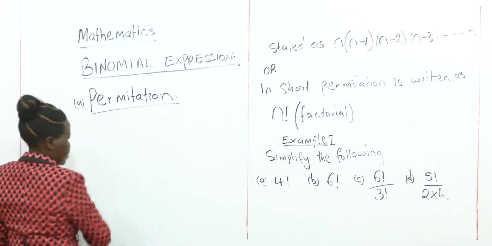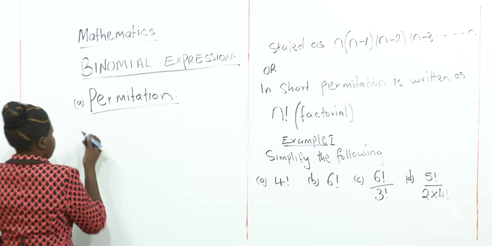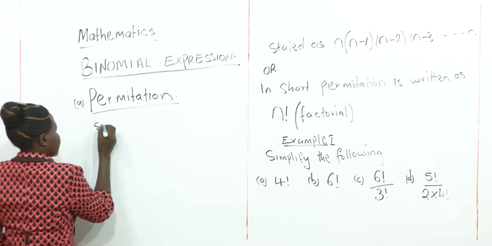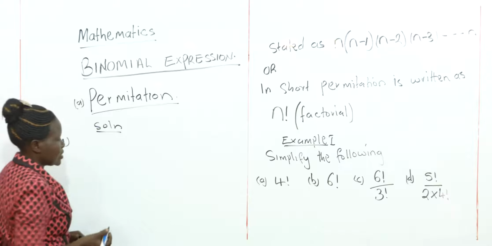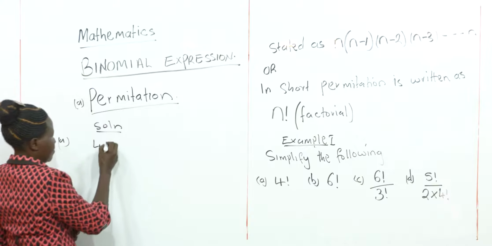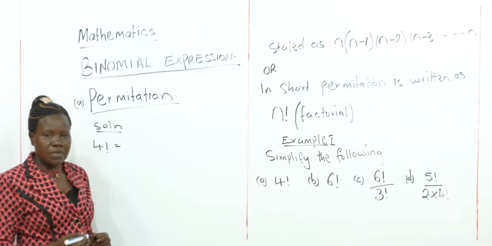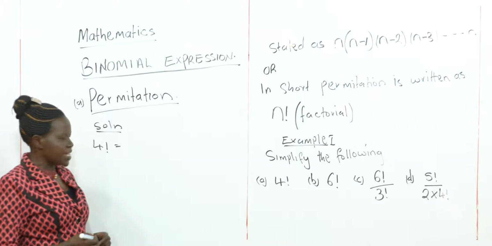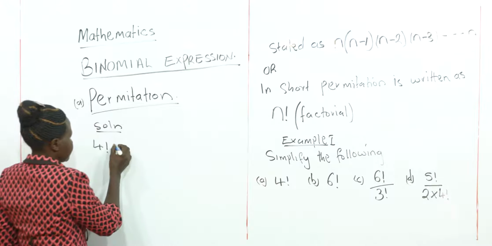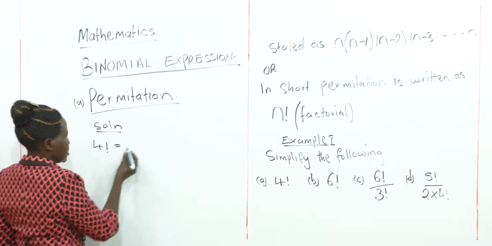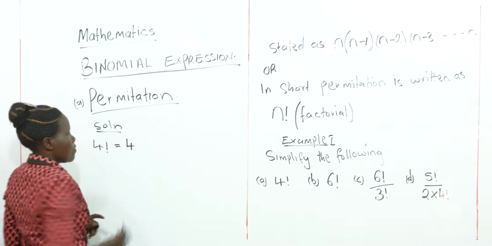4 factorial. So for us to simplify 4 factorial, we simply say solution, and then you say part A. So our part A is 4 factorial. And we have understood that 4 factorial means descend the number up to its lowest stage or term. And now for us to descend this, that means our biggest number is 4. So we begin to have 4.